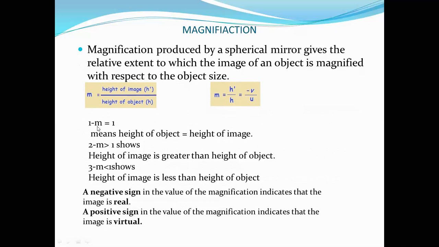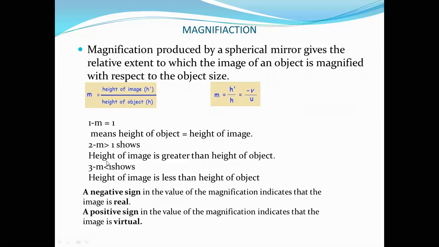If after calculating, the M value comes to 1, this shows that the height of the object is equal to the height of the image. When the value of M is greater than 1, it shows the height of the image is greater than the height of the object. And when the value of M is less than 1, this shows that the height of the image is less than the height of the object. When we do the numericals, for example, the value of M is 1.5, so 1.5 means M is more than 1.